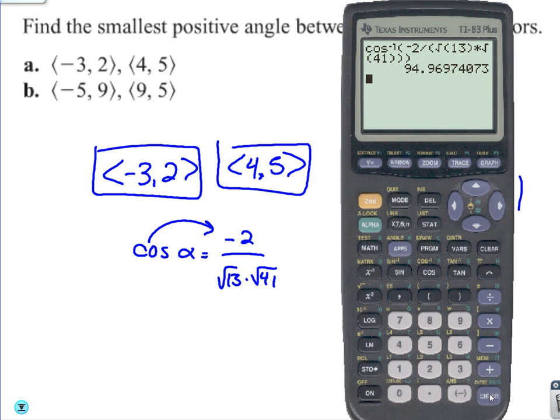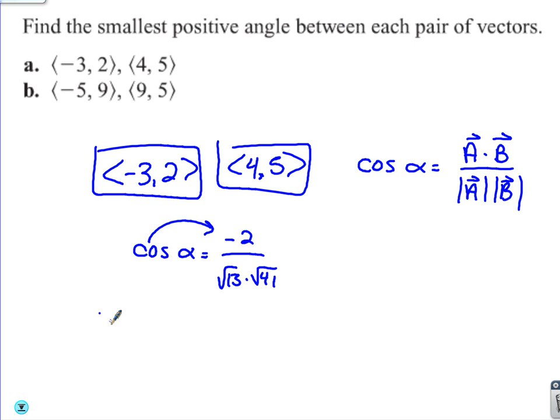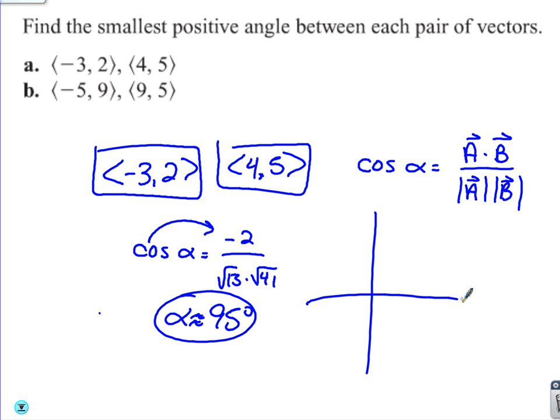94.96 degrees. We'll call it 95 degrees. Alpha is about 95 degrees. That's the angle between those two vectors. If you graphed those two vectors, (-3, 2) somewhere right in there, and (4, 5), then the angle between those two vectors would be about a 95 degree angle. Any questions?